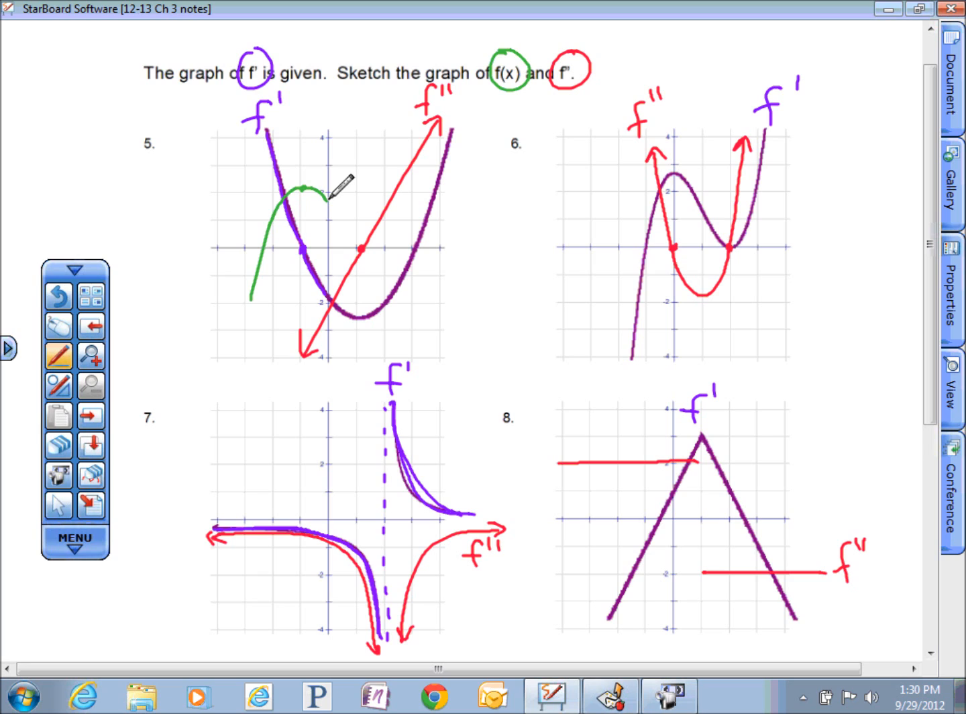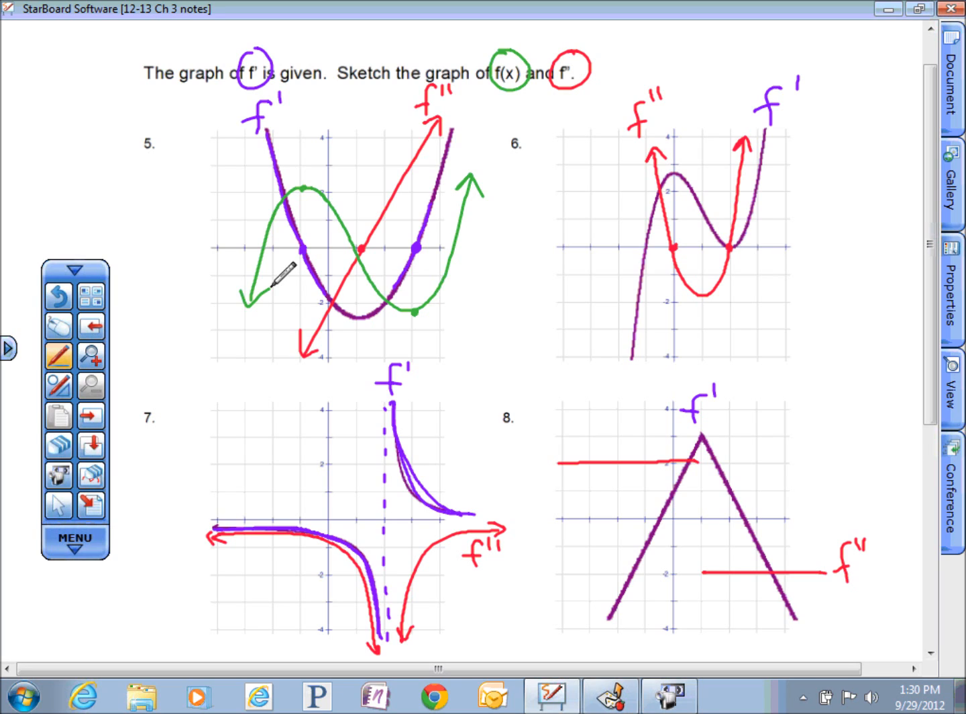Other side, derivative changes from being negative to being positive at this x value, which means my original function would have to have a max or a min. In this case, it'll be a min because derivative changes from negative to positive. How do you know how high to put the min or how high to put the max or how low to put the min? Doesn't matter as long as they're a max or a min. These graphs are going to look a little different. You've actually got some freedom.